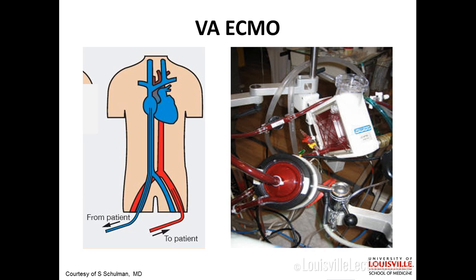VV ECMO is also an option. So VV ECMO takes the blood out of the venous side and puts oxygenated blood back into the venous side. That's what we can use for, like, ARDS, for example. So if the lungs are terrible, but the heart works just fine, you could potentially just deliver oxygenated blood into the right side of the heart, still go through the pulmonary circulation, but not require oxygenation.